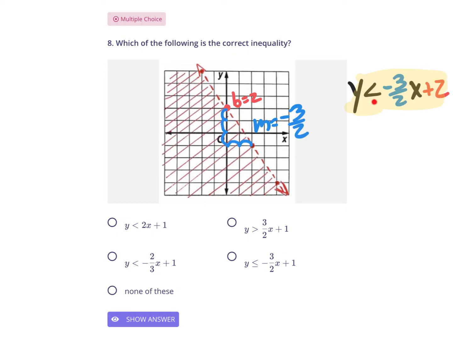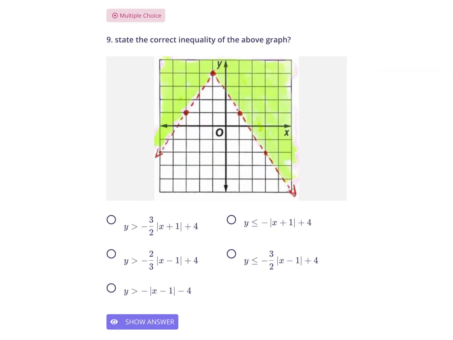Make sure it does not have a solid line underneath it because this is not a solid line. It is a less than because we shade below that dotted line, not above. If it would have been above, it would have been a greater than. So this is your answer. Ignore these right now. They'll be different on the actual practice quiz.